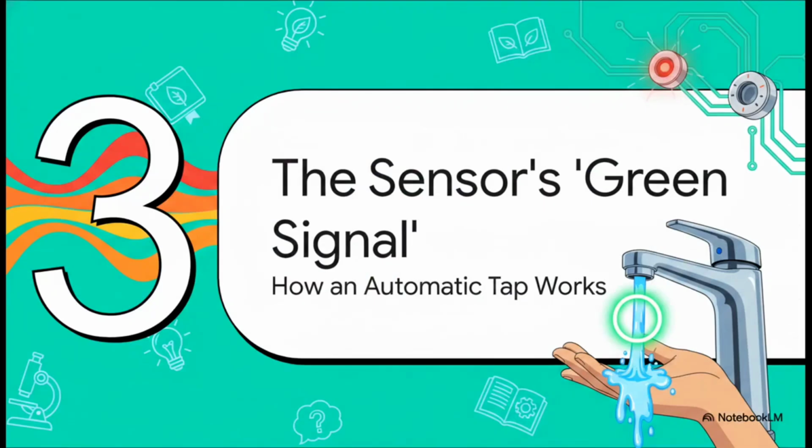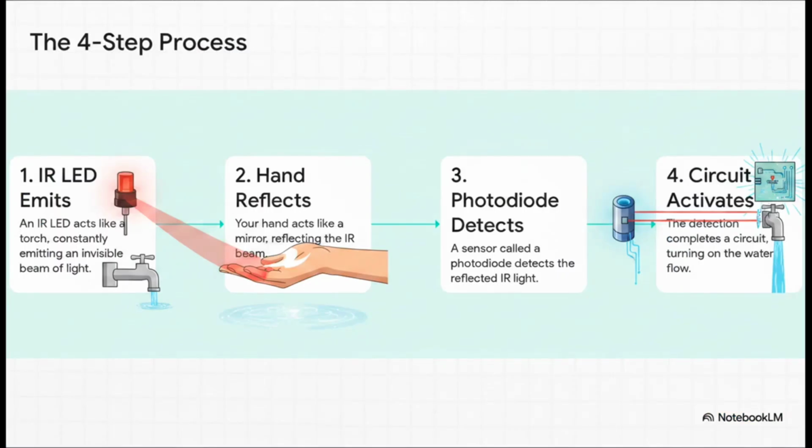So the big question is, how does this invisible IR light make the water turn on? It's actually a very elegant and simple system. All it takes is something to send the light and something to receive it. Think of it like a sensor waiting for a green signal to let the water flow. Let's break it down into 4 simple steps.